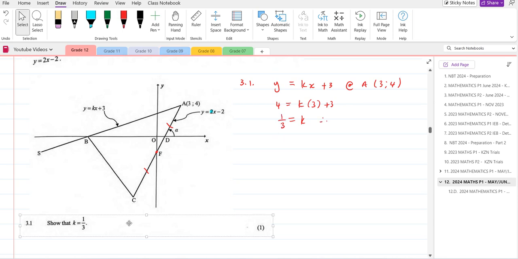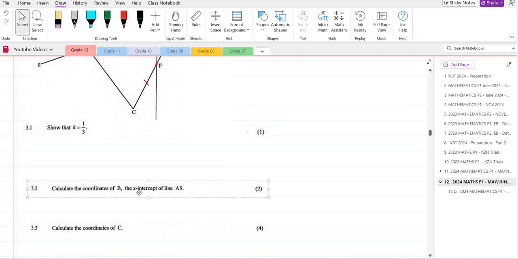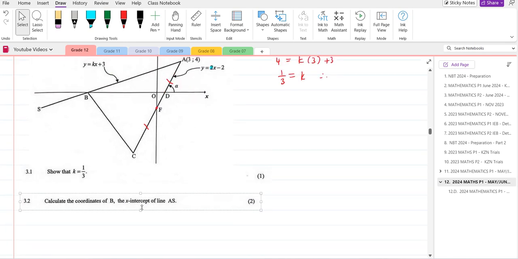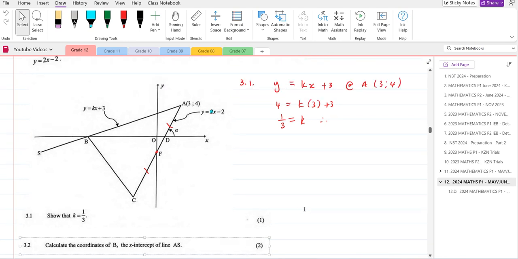Moving on to the next question, pretty simple so far, right? Calculate the coordinates of B, the x-intercept of the line AS. So now we know that that's the x-intercept.